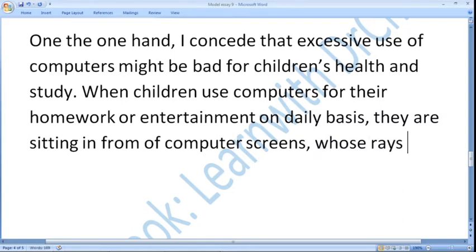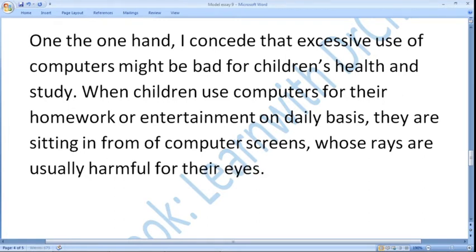These screens, whose rays can be harmful. Instead of saying are harmful, that would be overgeneralization. You can say can be harmful, might be harmful, or usually are. These are all of the ways of hedging. If you don't know what hedging is, go to my grammar course to learn about hedging. Whose rays are usually harmful for their eyes.